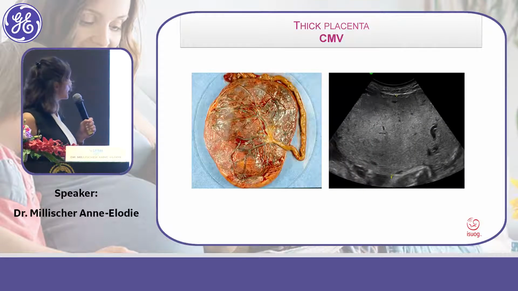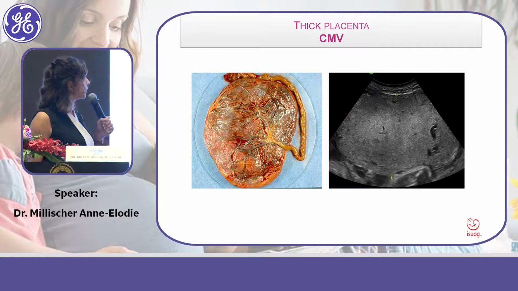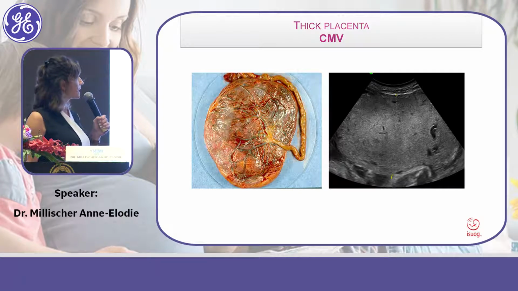And possible fetal hydrops. Here you have an example of a very thick placenta, heterogeneous, due to an infection of CMV.